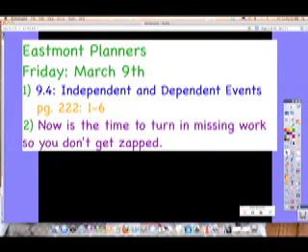Here we go. Two vocab words. What are the two vocab words, guys? Same again. One more time. That was better. Independent and dependent.